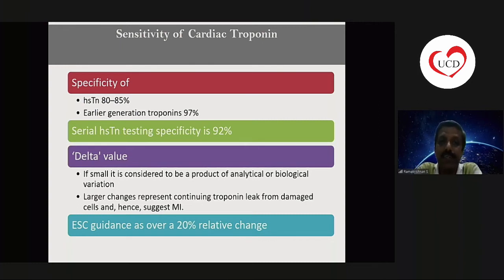The specificity of HS troponin is around 80 to 85%. The earlier generation troponins were far more specific. Serial troponin is very important to increase the specificity, even though they are very, very sensitive. The HS troponins are very sensitive, but have limited specificity. But what is the important delta, that is, the change? Suppose you are doing 2 values of HS troponin, what level of change will you consider important? We don't know that level, but most likely the ESC guidelines say that a 20% relative change is an important value.